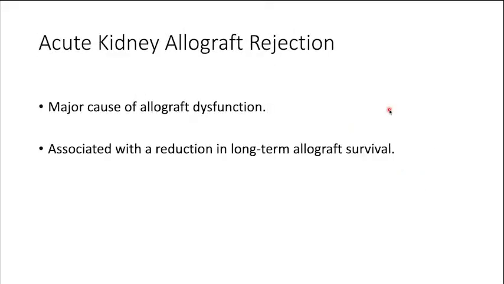So we know that acute rejection is a major cause of allograft dysfunction. It's associated with worse allograft survival, and we've really gotten better over the years in the way we treat rejection as we increased our arsenal of anti-rejection agents. But we haven't really made much progress in monitoring the response to treatment.